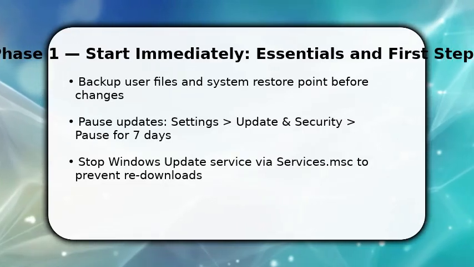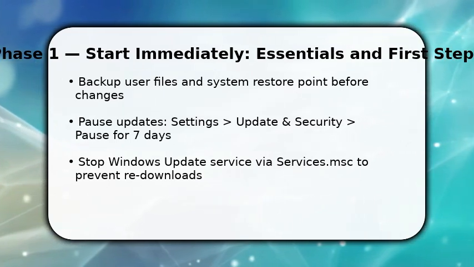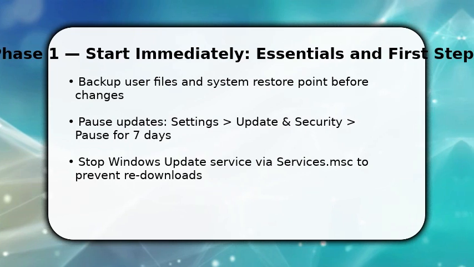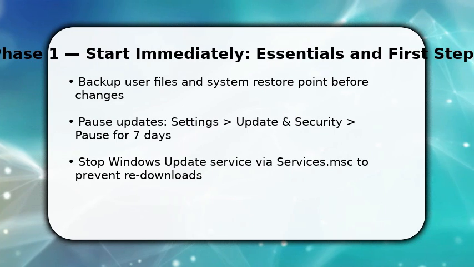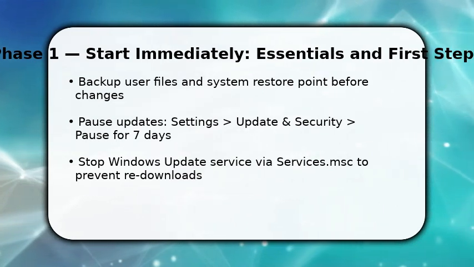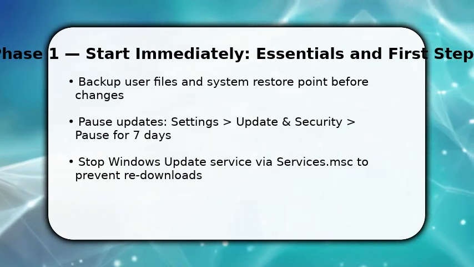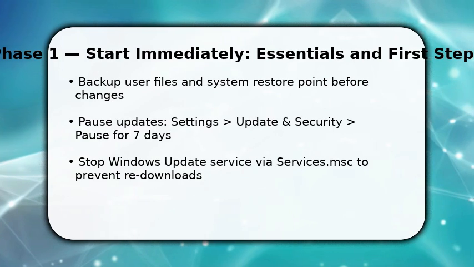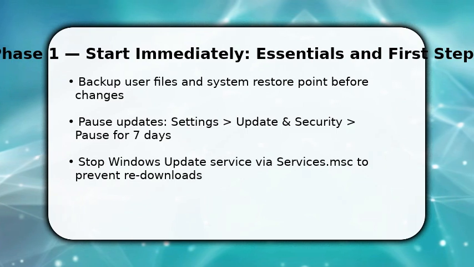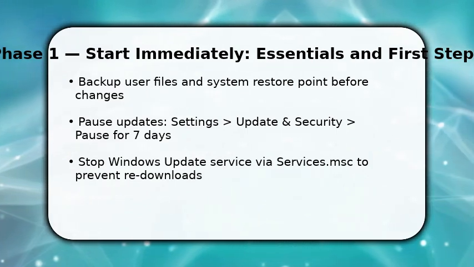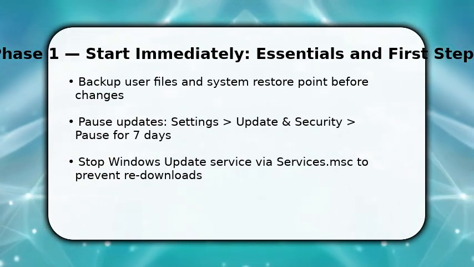You start by protecting your system. Create a restore point and back up important files so you can recover if needed. Once done, pause updates in Settings, Update and Security, Windows Update to stop new installs temporarily, and then open Services.msc to stop and set Windows Update Service to manual. This prevents immediate redownload. Make sure to run as administrator. These steps halt automatic behavior, giving you time to remove the specific Windows 11 upgrade files safely.